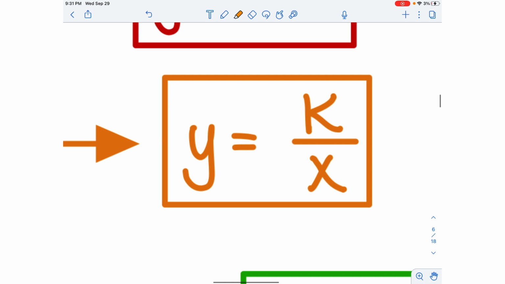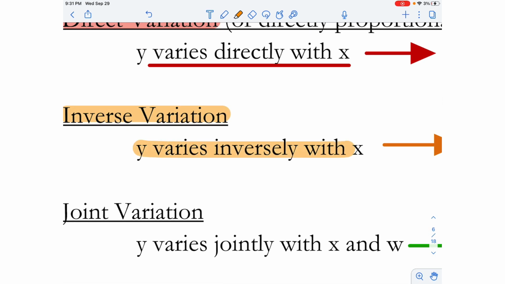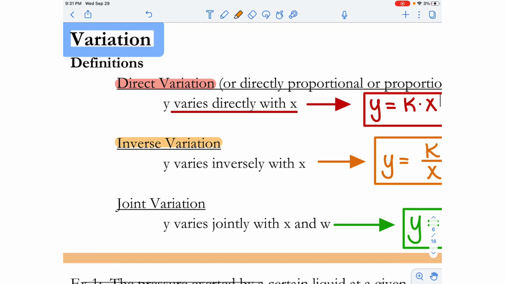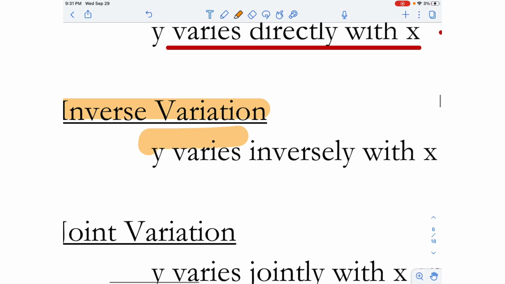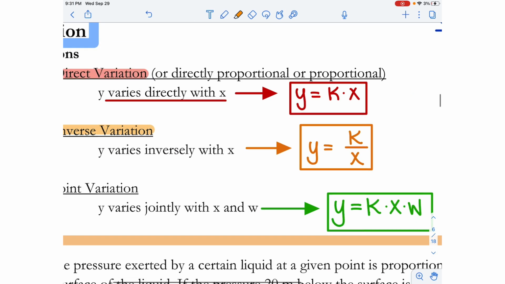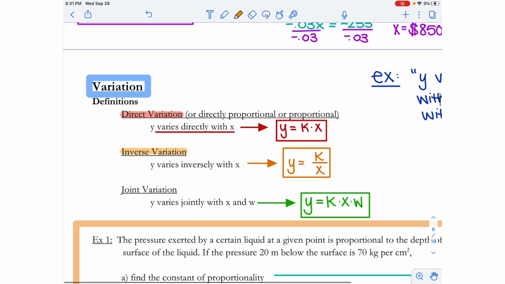Now, also, the letters will not always be x and y. The reason why I'm using that is because this is the example. Y varies inversely with x would translate to this. Y varies translates to y equals. So whenever you see the word varies, you're going to put an equal sign, and inversely means divide. Divide the k value by x. The k is always on top. We put a k right away.